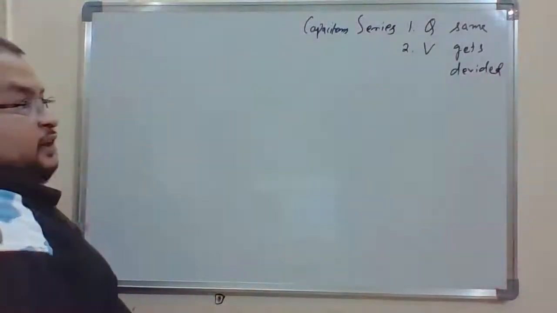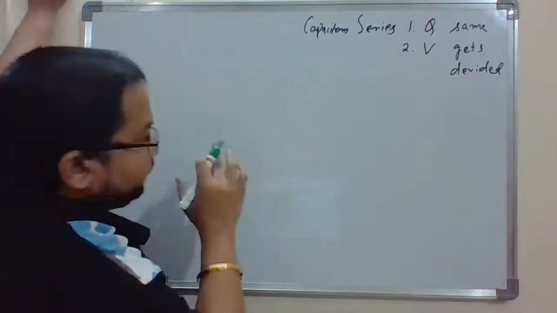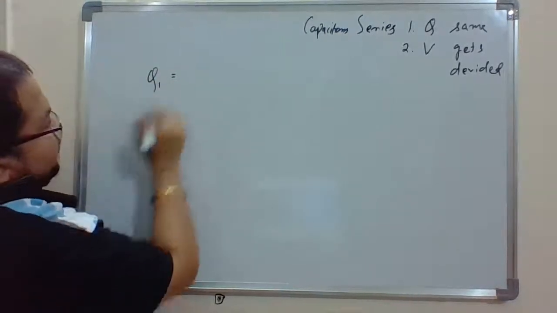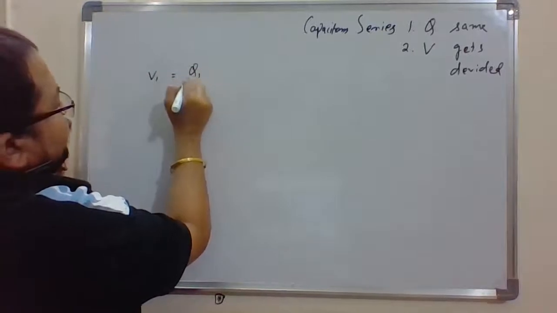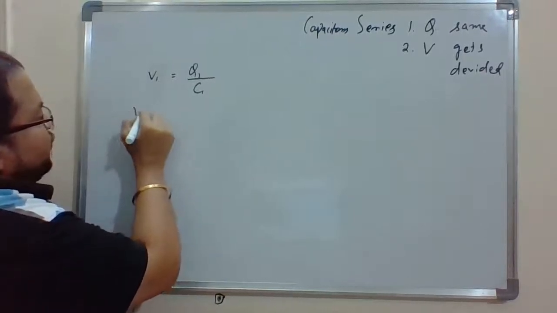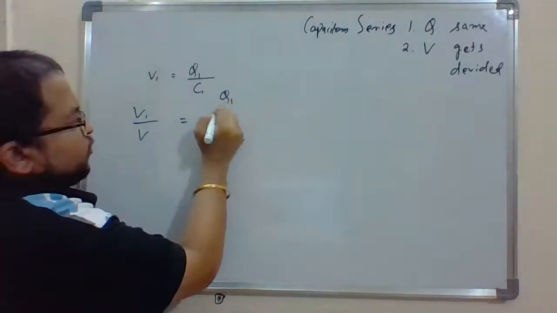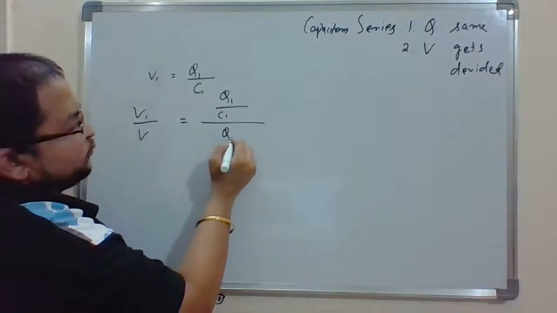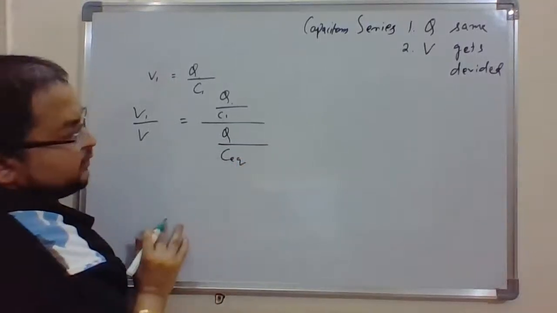We are not saying equally divided, but it gets divided. How does it get divided? Let's see. The potential V1 is nothing but Q1 by C1. Now let me find the ratio of V1 to V. V1 is Q1 by C1, divided by V, which is Q by C equivalent, because in series the charge will be the same, so that will be Q.